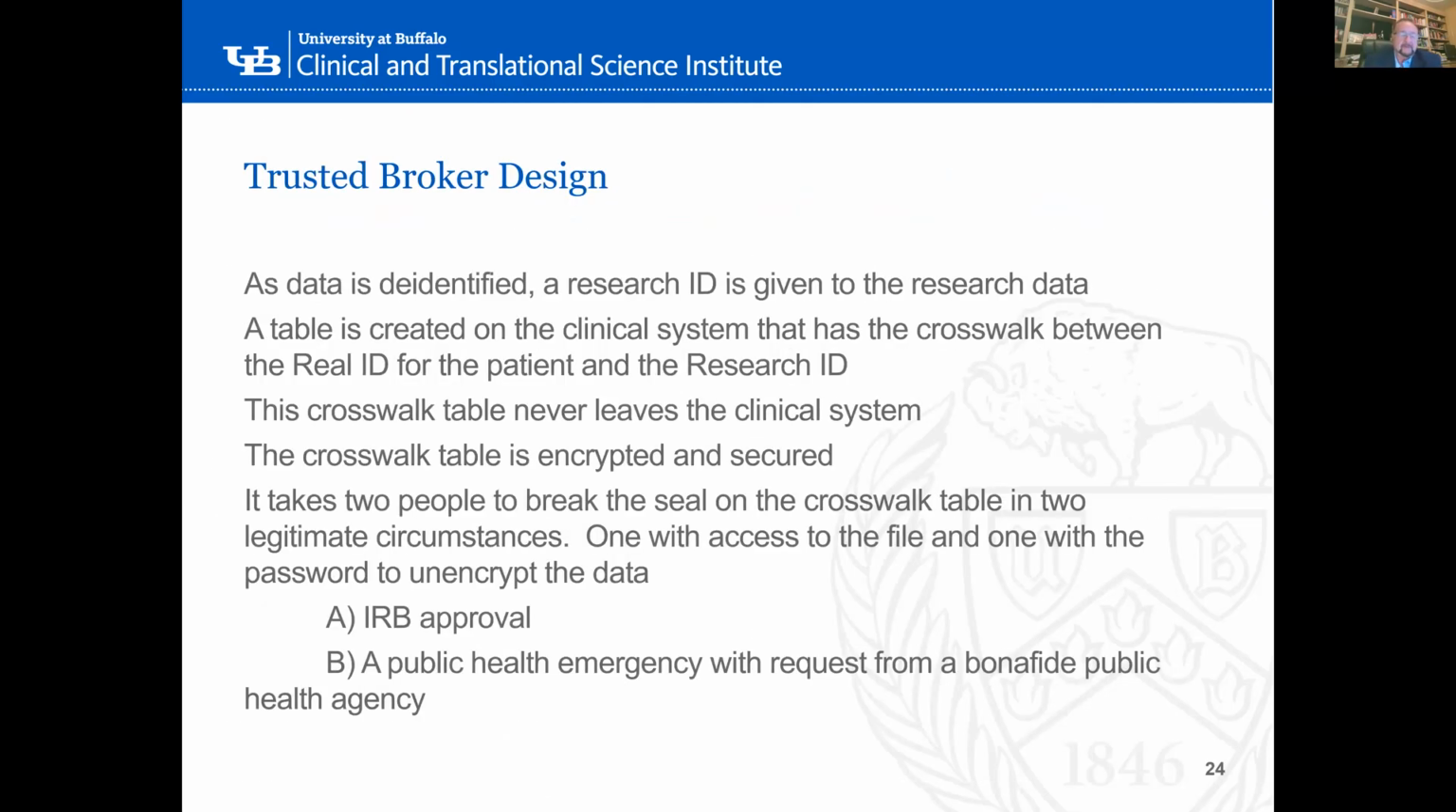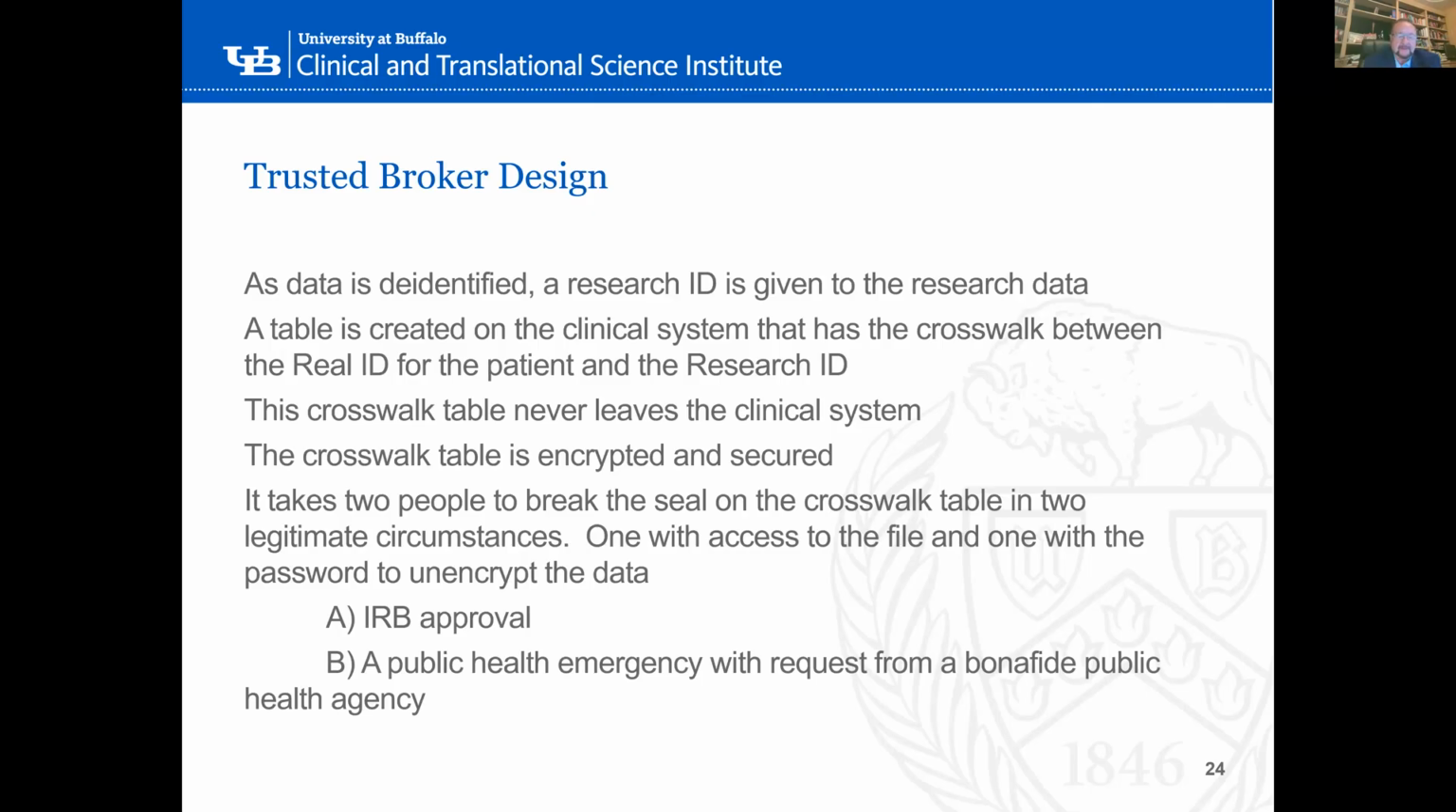So the best way to do it is what's called a trusted broker design. As the data is de-identified or made into a limited data set, a research ID is assigned to the research data. The research ID is a meaningless ID, but it connects all the data that's related to that patient. A table is created on, like, a clinical system, so that the crosswalk between the real ID and the research ID can be had, where you have the right to see that data.